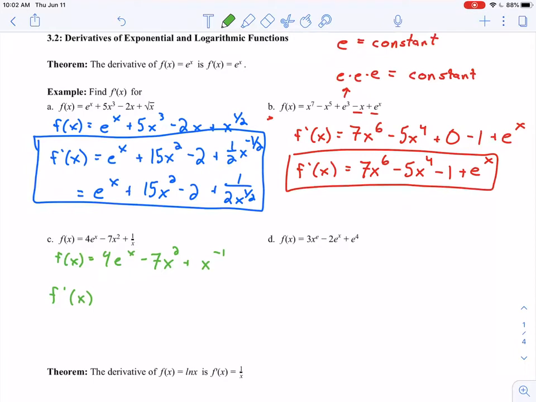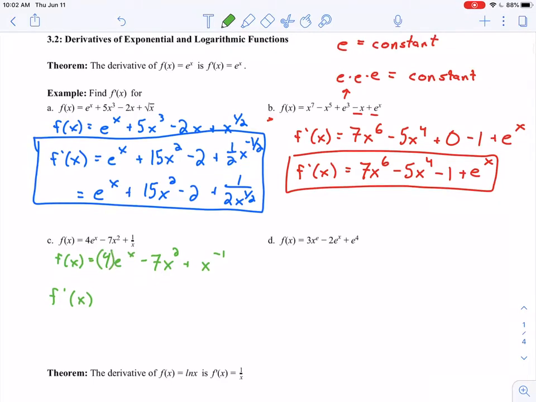Because 4 is a constant multiple right here. I have 4 times e to the x. I don't have 4 plus e to the x. I don't have 4 minus e to the x. I have 4 times e to the x. So 4 is a constant multiple. It's not really going to have a dramatic impact on my derivative. What's the derivative of e to the x? Well, the derivative of e to the x is really just e to the x. That 4 just comes down.